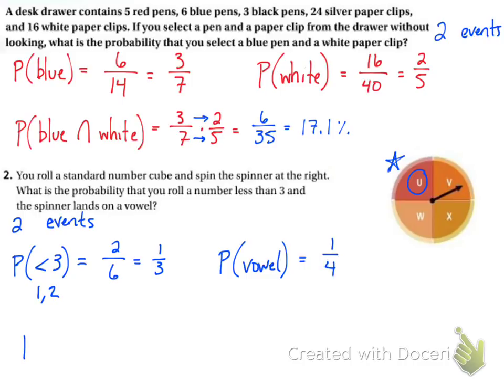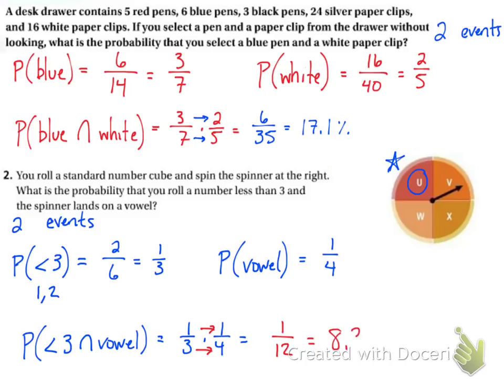And so the probability of rolling a number less than 3 and getting a vowel is going to be 1/3 times 1/4. Again, I can either use my calculator or I can just multiply my tops and multiply my bottoms. Get 1 over 12, which gives me 0.083 repeating. So that would be 8.3%.